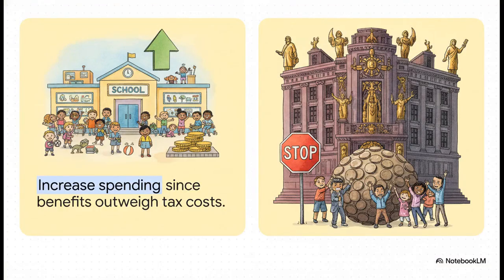This actually gives policymakers some really clear decision rules to follow. Think about it. If the benefit of an educational program is way higher than the tax sacrifice required to fund it, then MSB is greater than MSS. The government should absolutely increase spending.